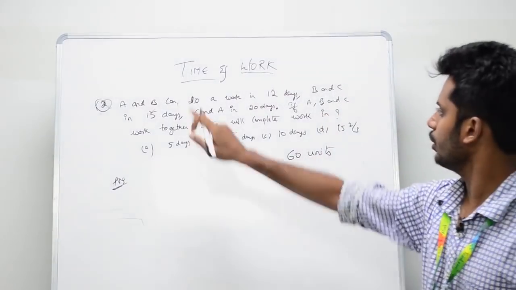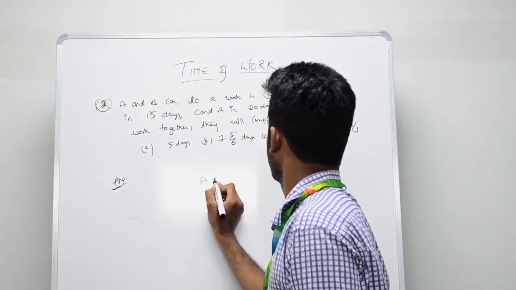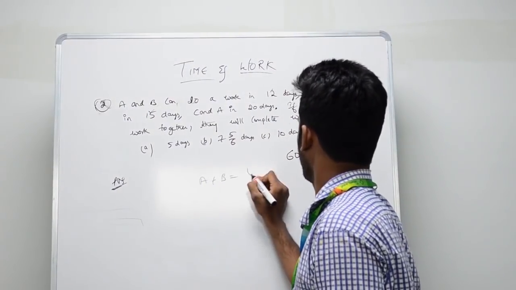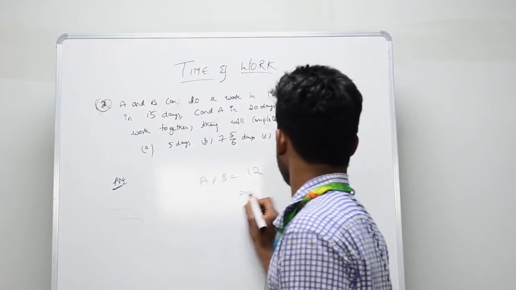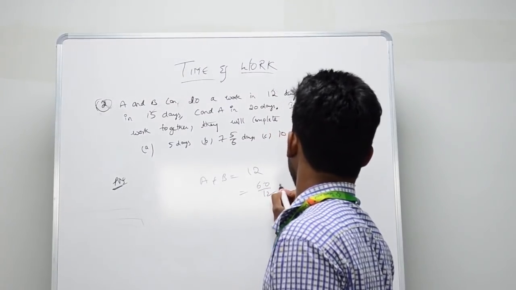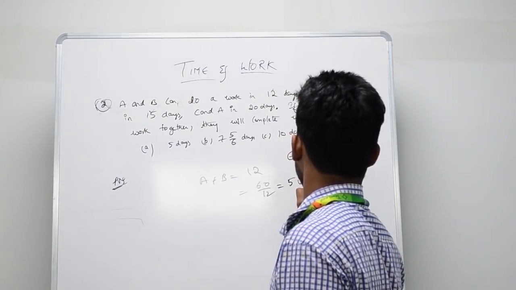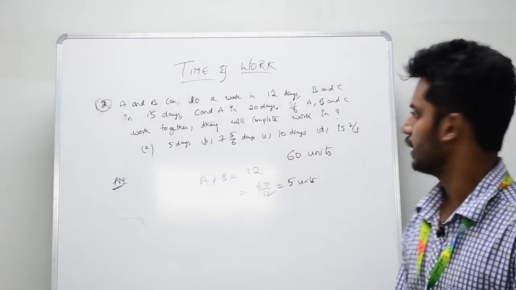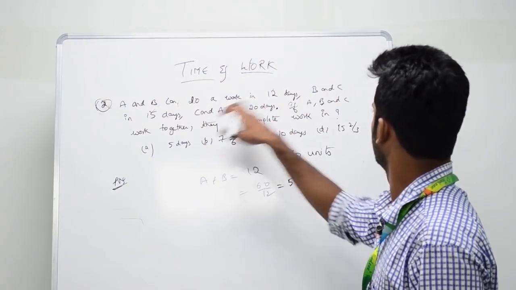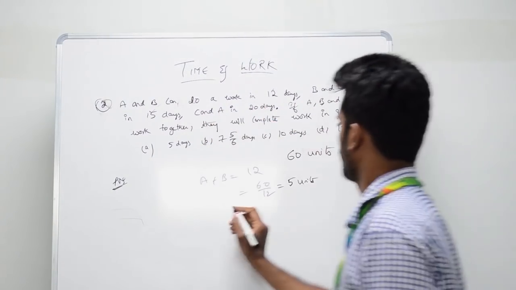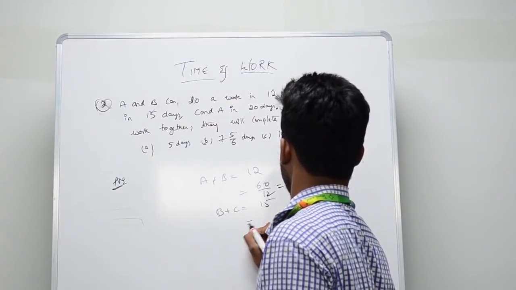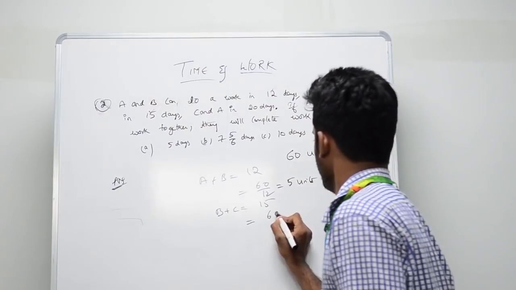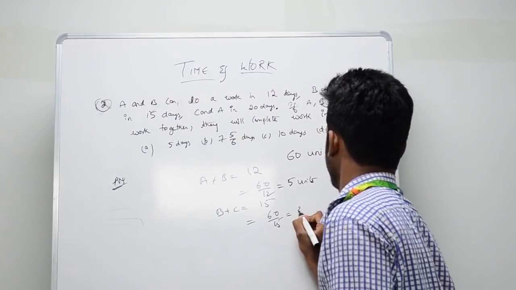They are saying A plus B can do it in 12 days. If you want the per day unit, what will you do? 60 by 12, which will give you 5 units. Just do the same thing with B and C and C and A. B and C can also do it within 15 days. So 60 by 15, which is 4 units.